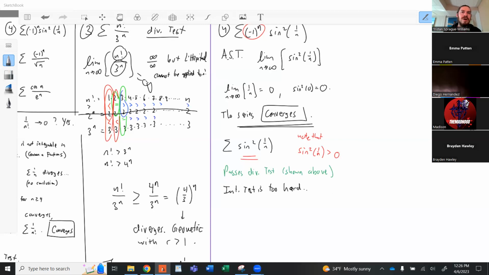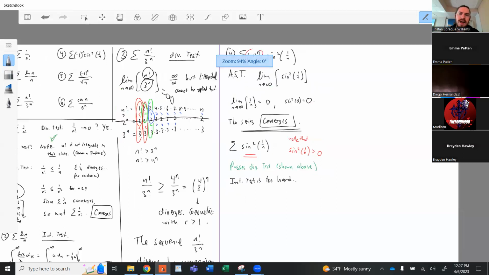Compared to cosine squared of 1 over n or the absolute value of 1 over n? Well, do we know what those things are doing? Do we know whether they converge or diverge? So the two suggestions are the absolute value of sine of 1 over n or the cosine squared of 1 over n. Cosine squared of 1 over n definitely diverges by the divergence test because it approaches 1. So that's a fair point.